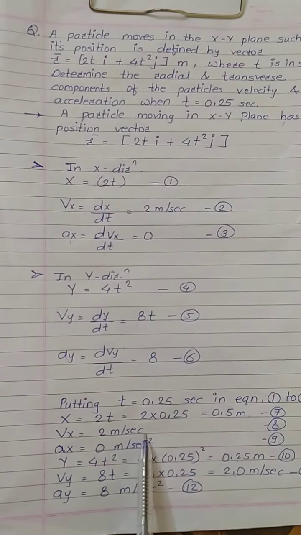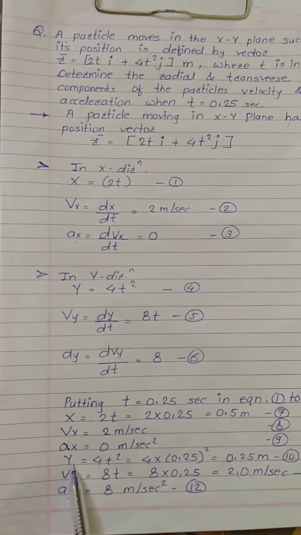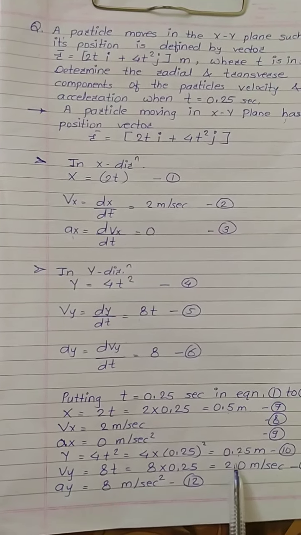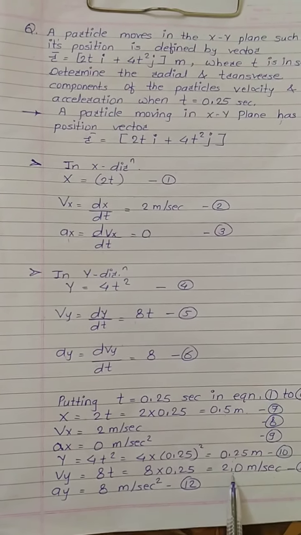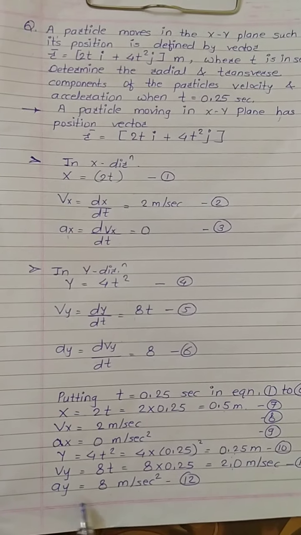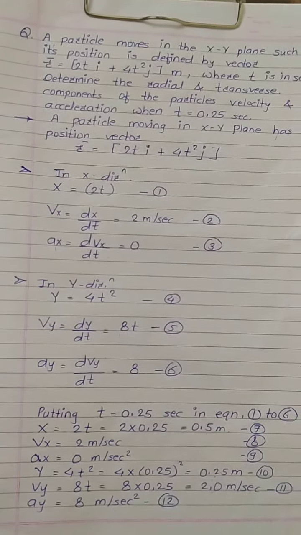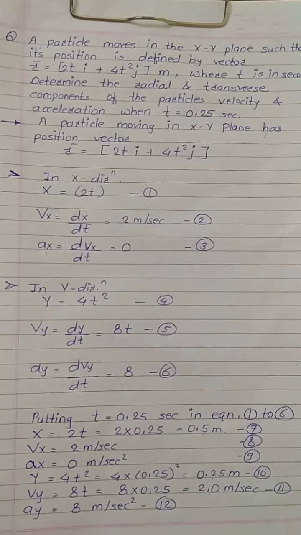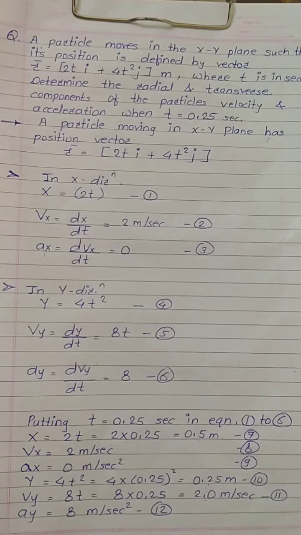So x is 2t, so it comes 0.5 meter. Vx is 2 meter per second. Ax is 0 meter per second square. Y is 4t square, so it comes 0.25 meter. Vy is 8t, so it comes 2 meter per second. Ay is 8 meter per second square. So by knowing all these values, we can find the components of velocity and acceleration along the r and theta directions.